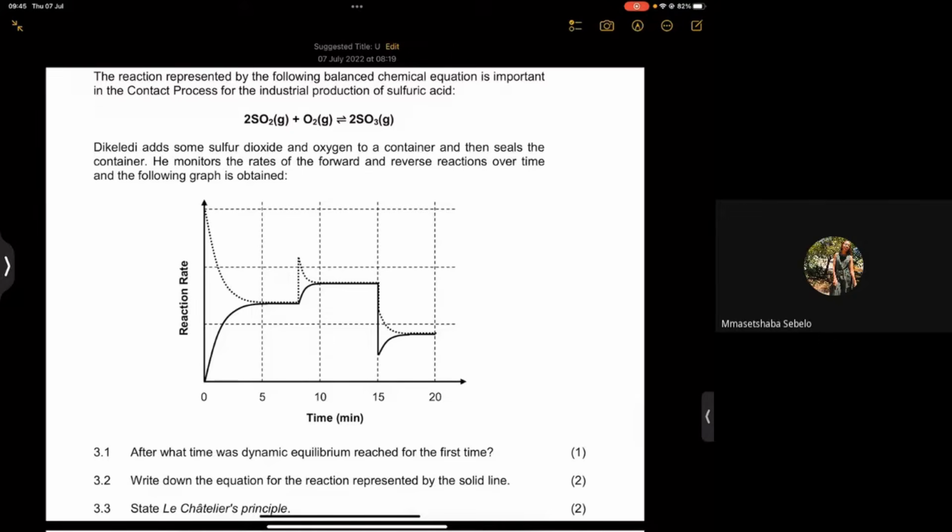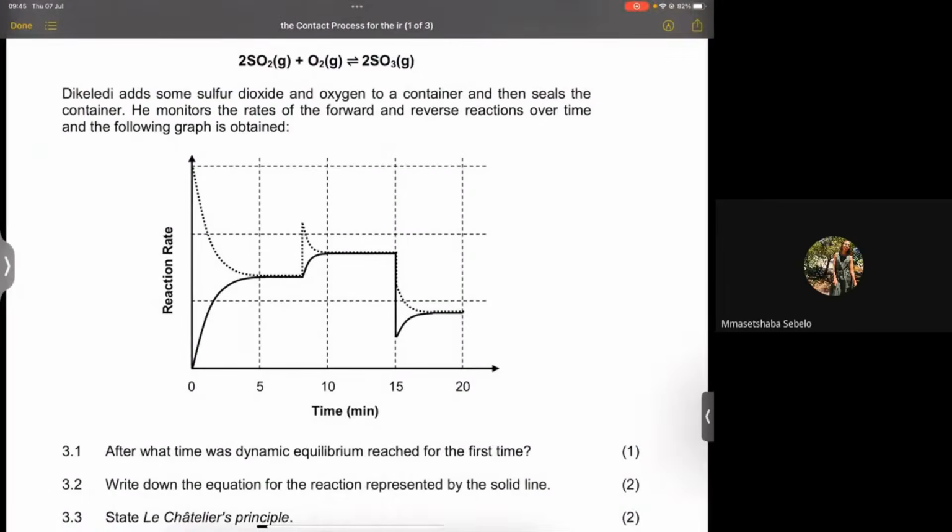Okay, now note, there are 2 types of graphs that you will have. Some of the graphs will be the graph of concentration, and please, I want you to go and look at the video that I did on YouTube on that. So some of the graphs that you'll have, you've got three things in that picture, right? Sulfur dioxide, oxygen, and sulfur trioxide.